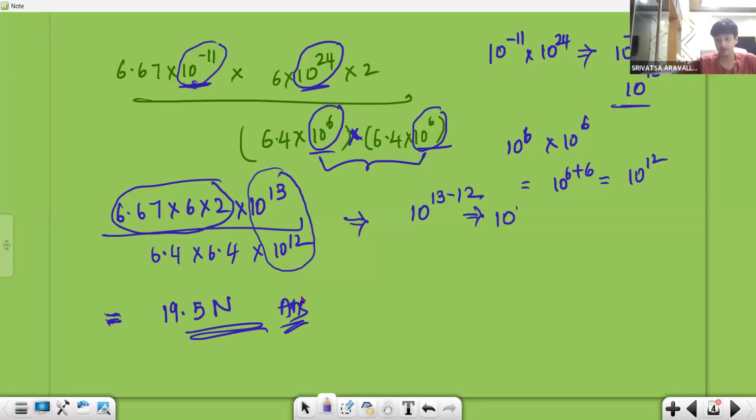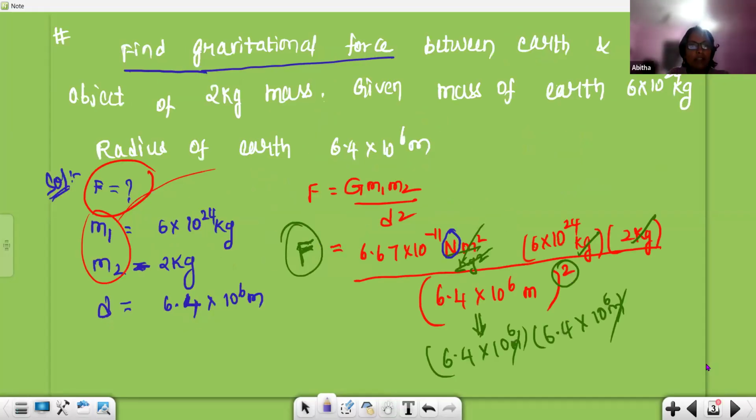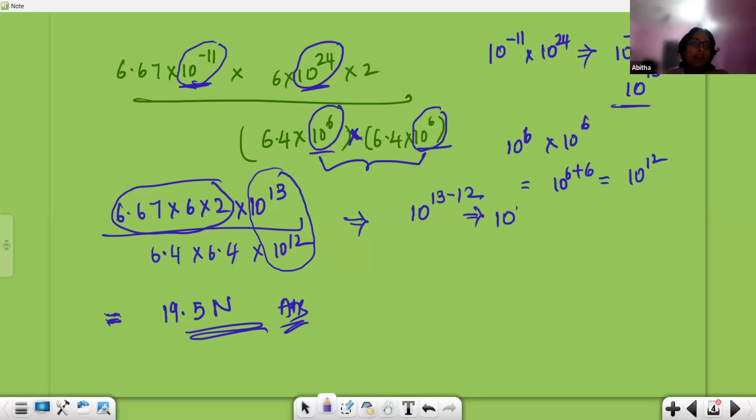Okay, clear? Yeah, clear. First thing, we have to write whatever is given. Then sort out the formula which is used for the given terms and then substitute. Okay, so I'll be giving 2 to 3 problems for homework today. You solve them on your own.